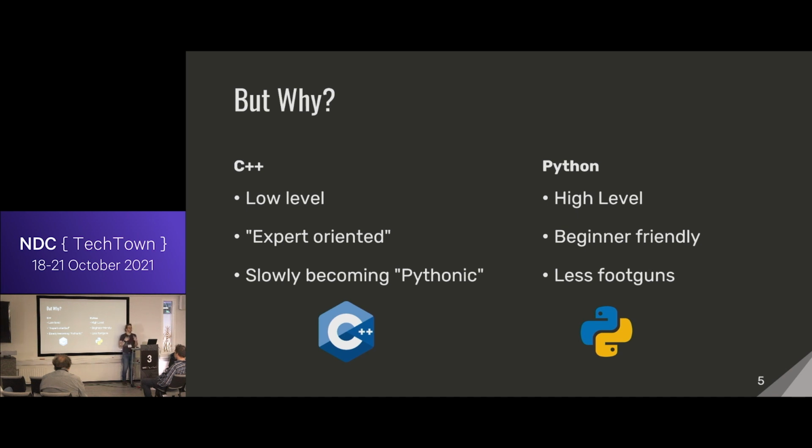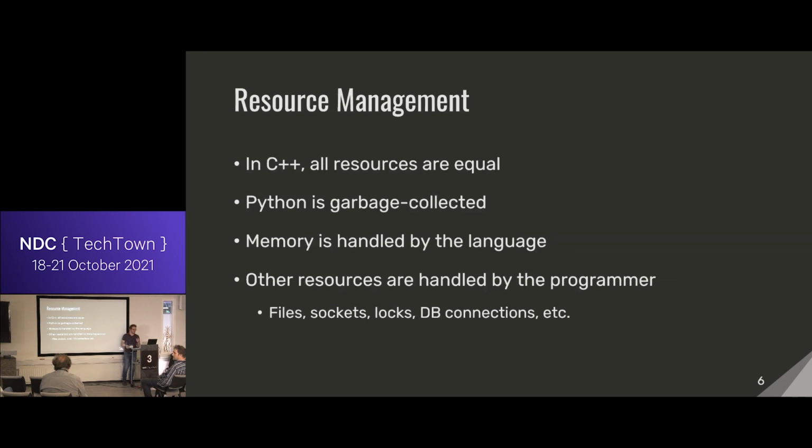Well, at least for me, the answer is resource management. In C++, all resources are treated equally. There's no special handling by the system, you just have to handle everything yourself. In Python, on the other hand, you have garbage collection, so if you allocate any memory, it gets freed automatically, which is very nice, but any other type of resource, be it a file, socket, a DB connection, whatever you do, you need to handle it manually. So it's not like in C, where you actually have to write every call to close the resource.